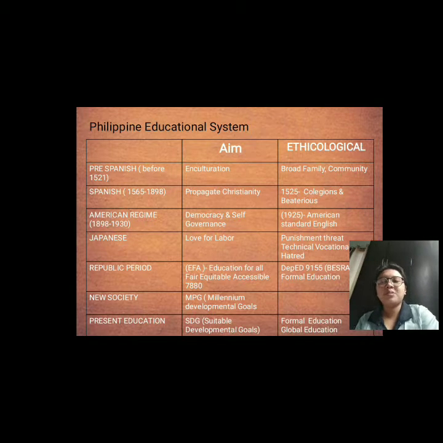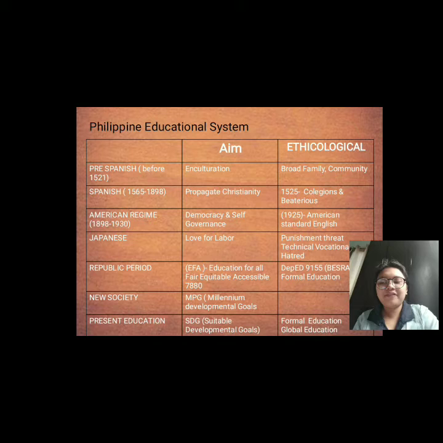And the fourth one is the Japanese period, love for labor and dignity of labor. In that time under the Japanese, in our ecological, it was the banishment, creating technical vocational hatred because they must focus more on skills, and their administrator at that time was Jose Villarreal.